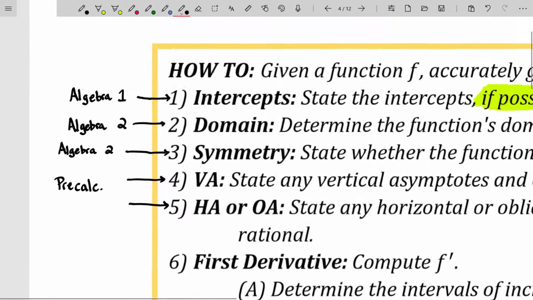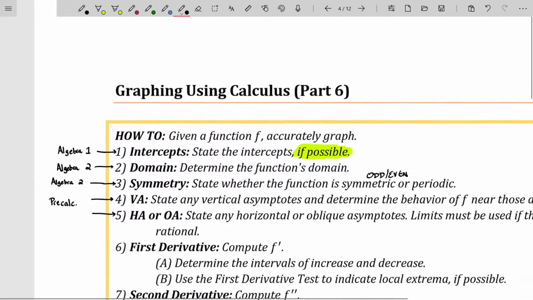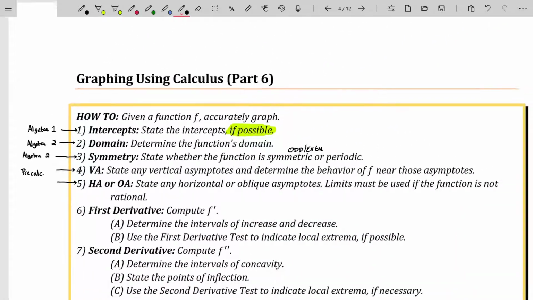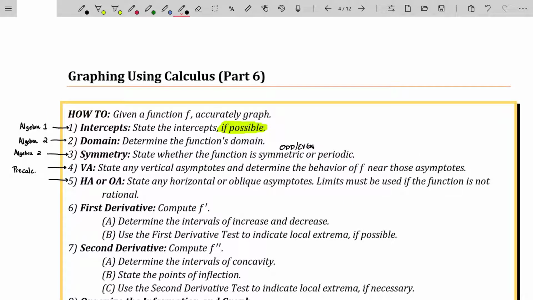So vertical asymptotes. You learned that in pre-calculus, but you're going to use calculus because you need to, after finding the vertical asymptotes, you need to find the behavior near those vertical asymptotes using limits. So use limits. So if you know that, for example, x equals 3 is a vertical asymptote, take the limit as x approaches 3 from the left, find out what that value is, and take the limit of your function as x approaches 3 from the right. That gives you the behavior around that asymptote.